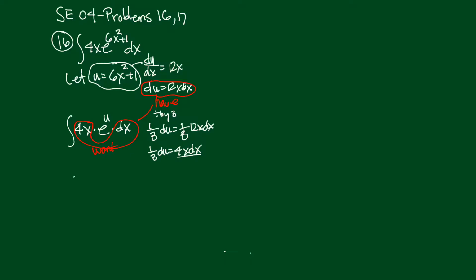So now when we substitute, we'll have e to the u times, now the 4x dx is 1/3 du. So let's integrate. We'll take the 1/3 out. The integral of e to the u is e to the u plus c. And now substitute for that u. So we'll go back. There it is way up here. So we are going to get 1/3 e to the u, but u was 6x squared plus 1, and then plus c.